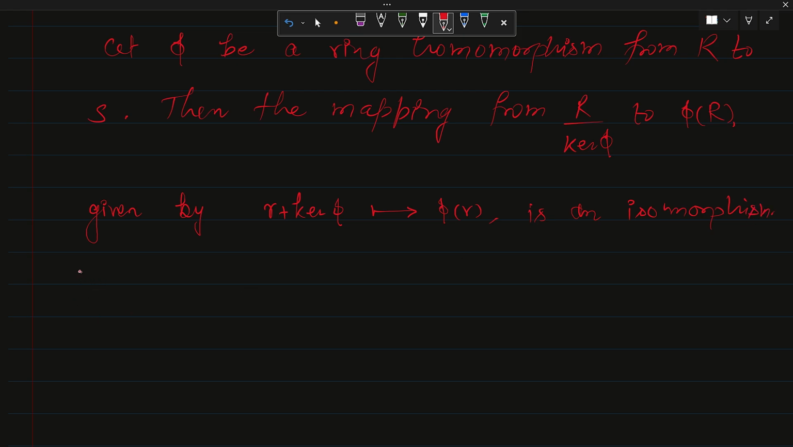And if we talk about the particular case, then in particular R by kernel of phi is isomorphic to phi of R.